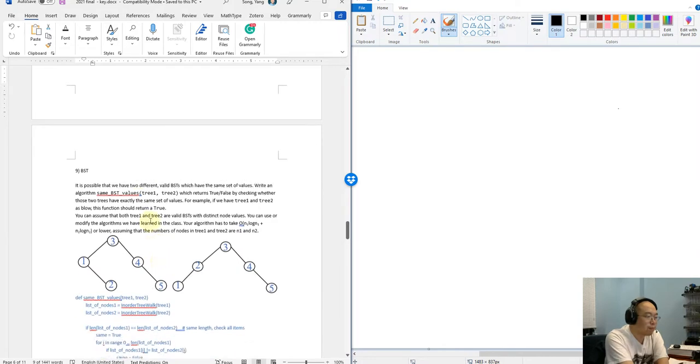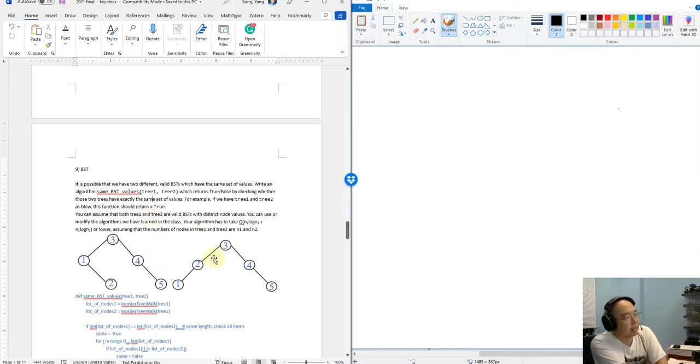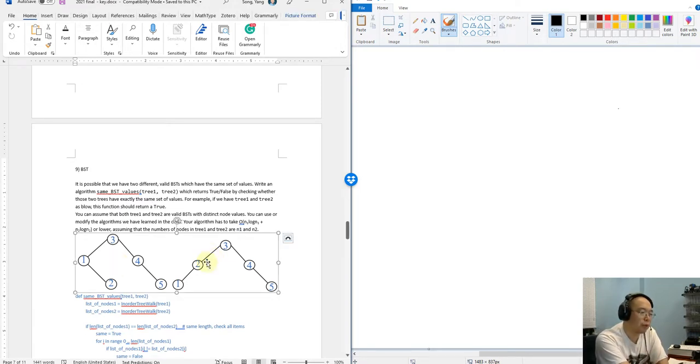Okay? So the next one, the BST. This is an interesting question. If we have two BSTs, how do we know if those two BSTs have exactly the same values? Say for this one and this one, they are both valid BSTs. But how do we check if they have the same values?